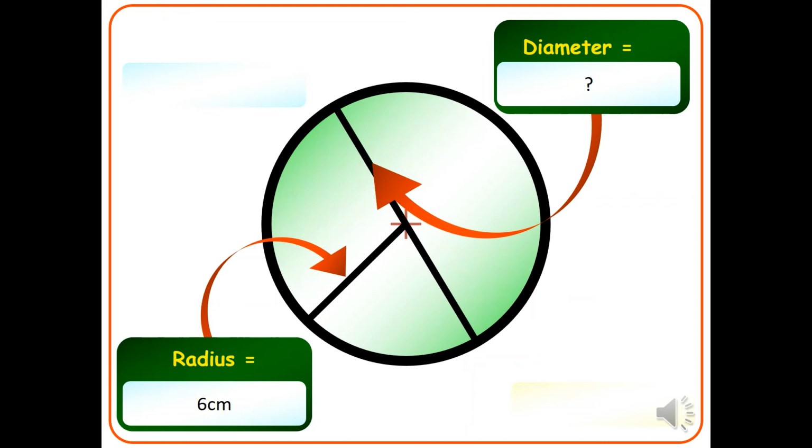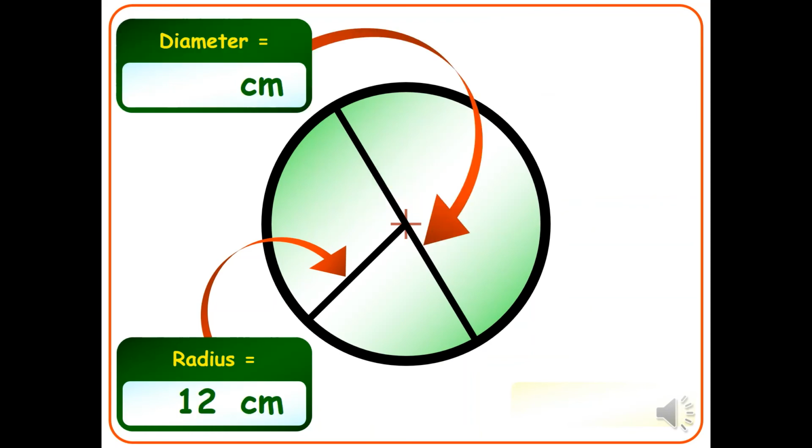Okay, if you've had a go at writing what the size of the diameter is, like I said, it is twice the size of the radius. The radius is 6 centimeters. Just over here, 6 centimeters. So the diameter is going to be double that. So it will be 12 centimeters.